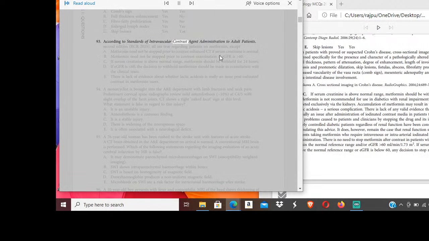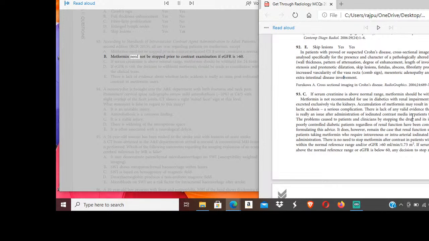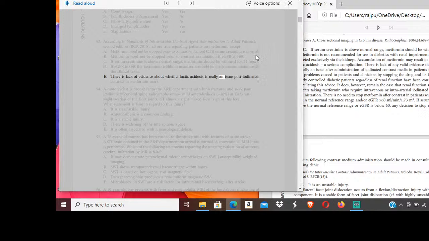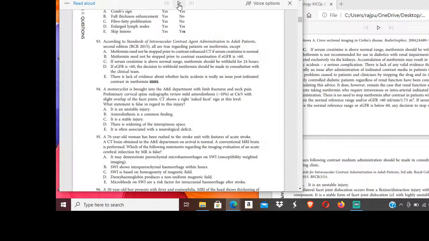93. According to Standards of Intravascular Contrast Agent Administration to Adult Patients, 2nd edition, RCR 2015, all are true regarding patients on metformin, except: A. Metformin need not be stopped prior to contrast-enhanced CT if serum creatinine is normal. B. Metformin need not be stopped prior to contrast examination if eGFR is greater than 60. C. If serum creatinine is above normal range, metformin should be withheld for 24 hours. D. If eGFR is 60, the decision to withhold metformin should be made in consultation with the clinical team. E. There is lack of evidence about whether lactic acidosis is really an issue post-iodinated contrast in metformin users.